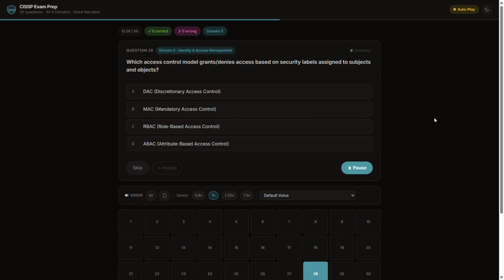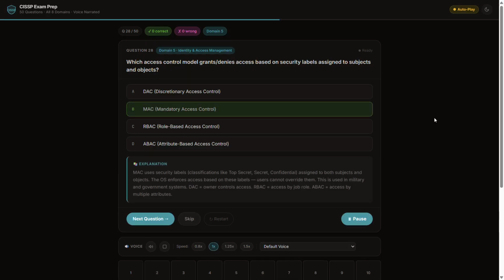Question 28. Which access control model grants or denies access based on security labels assigned to subjects and objects? Options: A. DAC, discretionary access control, B. MAC, mandatory access control, C. RBAC, role-based access control, D. ABAC, attribute-based access control.